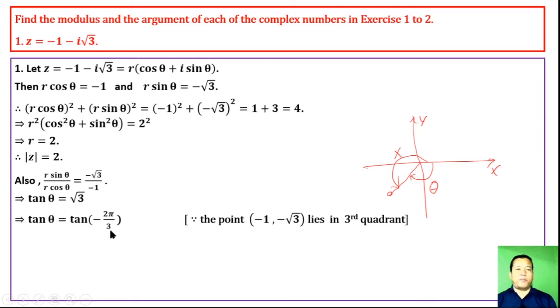Therefore minus 2 pi by 3, that is minus 120 degrees, equating theta equal to minus 2 pi by 3. This is the argument. Therefore the argument of z is minus 2 pi by 3.